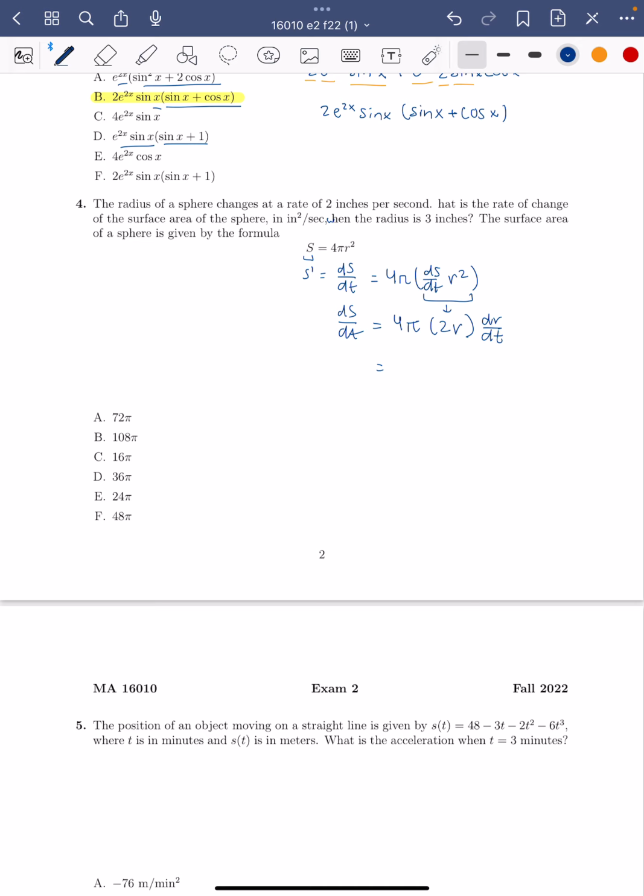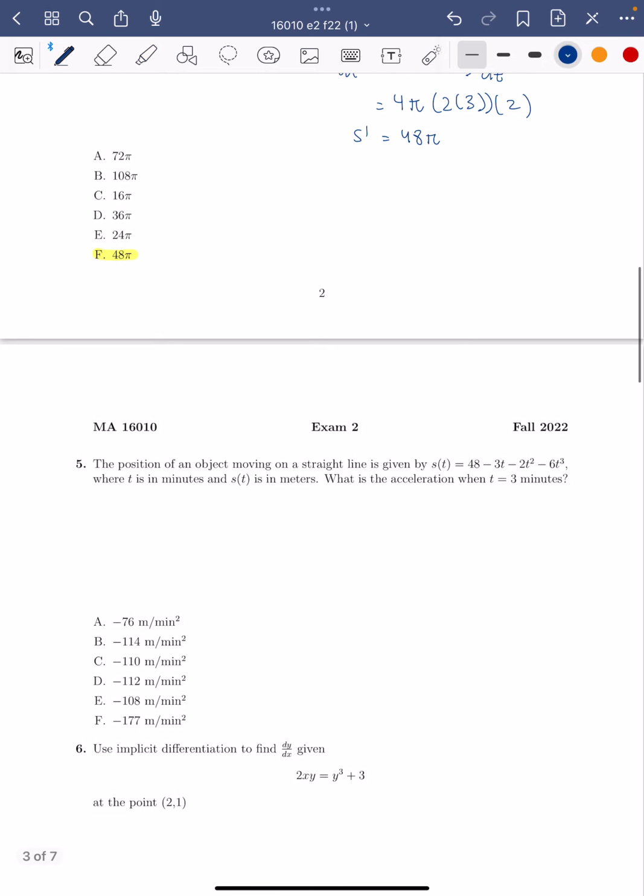Now, in the problem, we are given that the radius changes at 2 inches per second, and that we're trying to find the rate of change of the surface area when the radius is 3 inches. So these are all given values. So if we plug those in, 4 times pi times 2 times the radius, which is 3, times the rate of change, which is 2 inches per second. So if we simplify this, we get 4 times 2 times 3, so that's 8 times 3 is 24, times 2 is 48 pi, giving us a rate of change of 48 pi. So that is an answer of F.